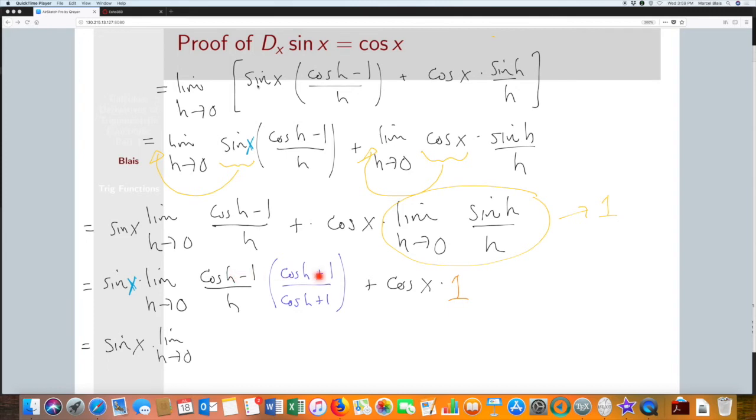Let's FOIL this out, which is the whole point of doing this conjugation. For the first term, we get cosine of h squared. For the outer term, we get cosine of h. For the inner term, we get minus cosine of h. So those cancel, and then we get a minus 1 times 1, or minus 1. And in the denominator, we still have the h and the quantity cosine of h plus 1.